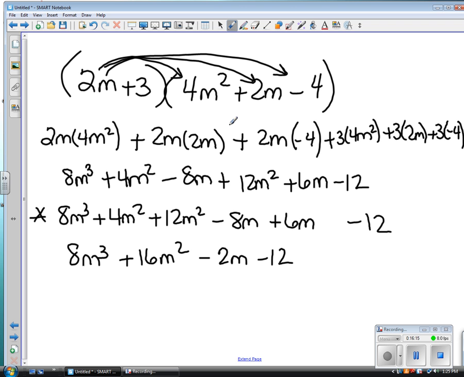But again, if a teacher gives you partial credit, the more work you can show, the better off you are justifying your answer. Because if you told me 2 times 4 was 6, I don't know what you did. But if I see 2m times 4m squared and you gave me 6m cubed, then I know, okay, she knew what she was doing. It's just she accidentally multiplied wrong. And a teacher will give you that partial credit. Okay? All right, any questions on that one?